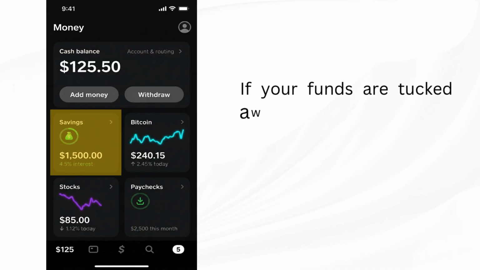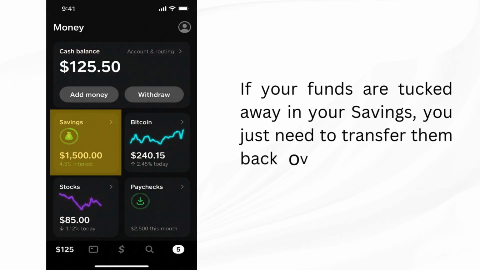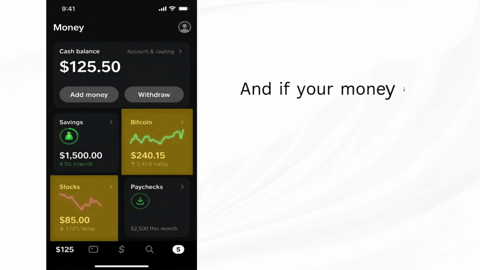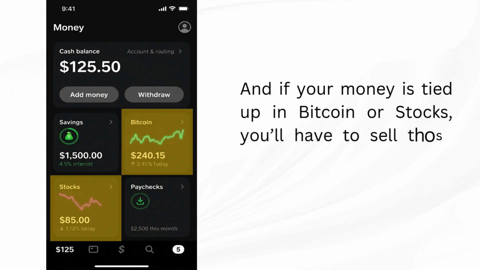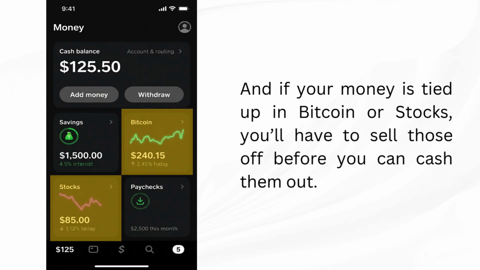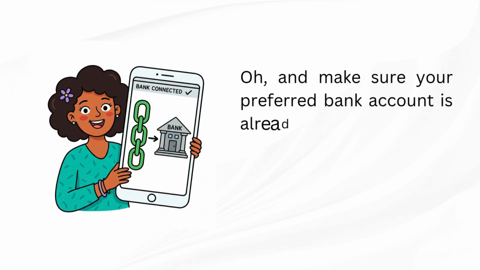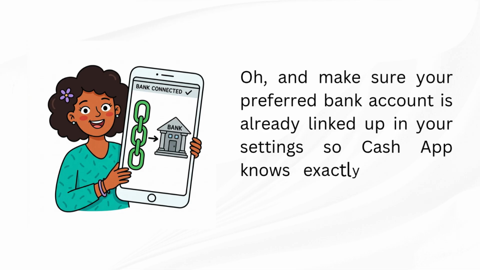If your funds are tucked away in your savings, you'll just need to transfer them back over to your main balance first. And if your money is tied up in Bitcoin or stocks, you'll have to sell those off before you can cash them out. Oh, and make sure your preferred bank account is already linked up in your settings so Cash App knows exactly where to send the funds.